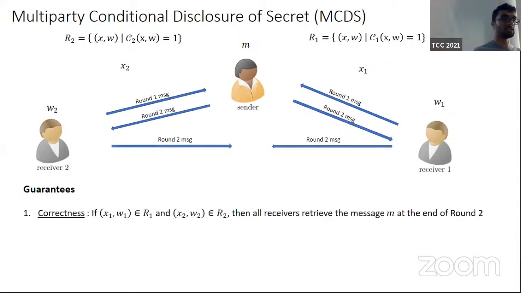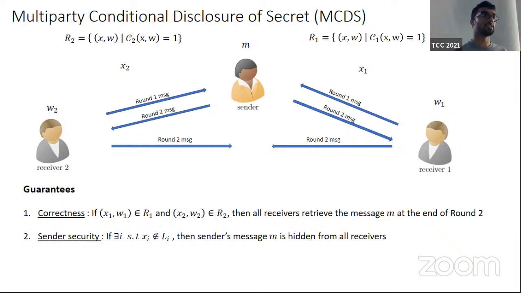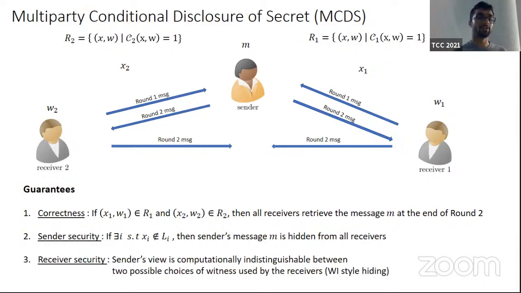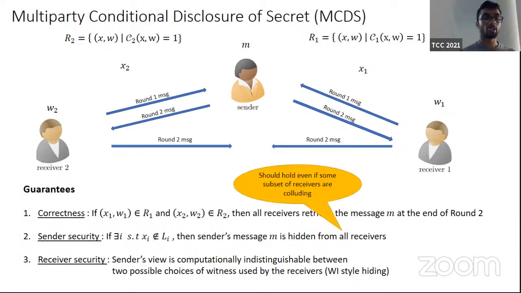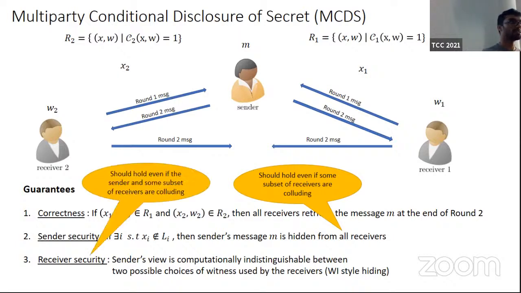So if all instance witness pairs were valid, then all receivers can retrieve the sender's message at the end of round 2. Sender security says that if any of the instances were invalid, then the sender's message M is hidden from all the receivers. And receiver security says that the sender's view is computationally indistinguishable between 2 possible choices of witness used by the receiver. Sender security should hold even if some subset of receivers are colluding, and receiver security should hold even if the sender and some subset of receivers are colluding.